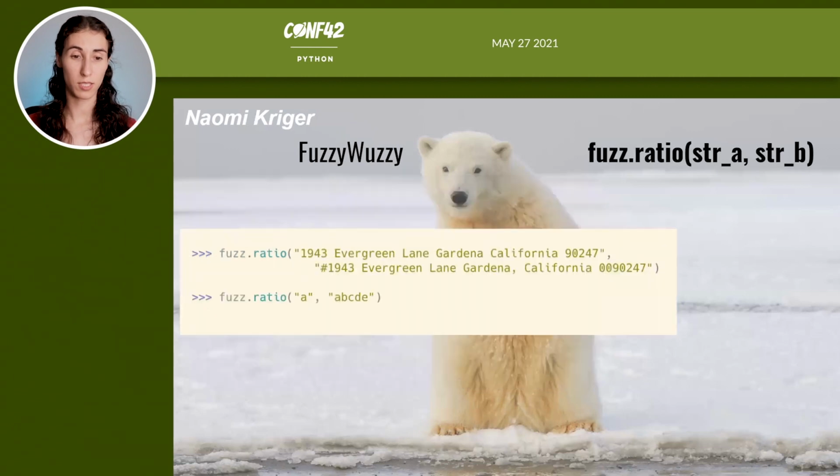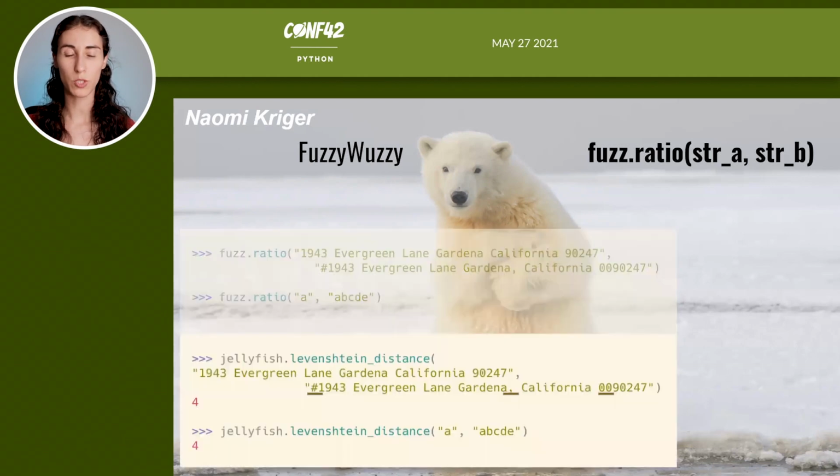Now, I want to discuss this example because I think it's a pretty interesting one. Here we can see 2 comparisons, where the first is for 2 addresses that are very similar to one another, let alone a few minor changes, and the second comparison is A versus A, B, C, D, E. Now, if we check the distance score, we would see that the distance score for both comparisons is the same. It is 4.